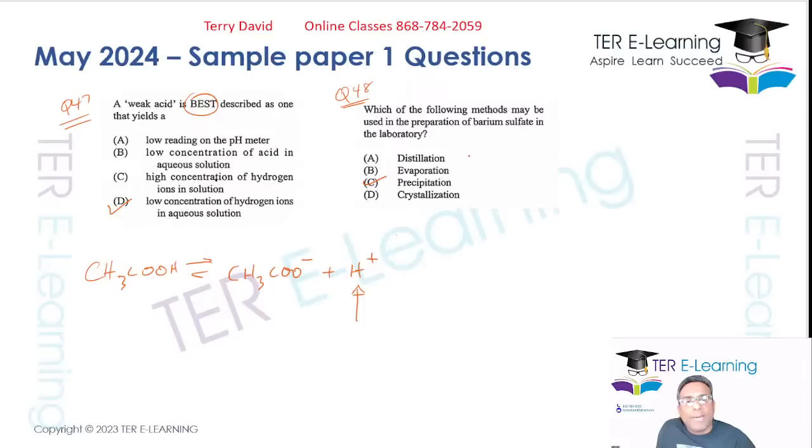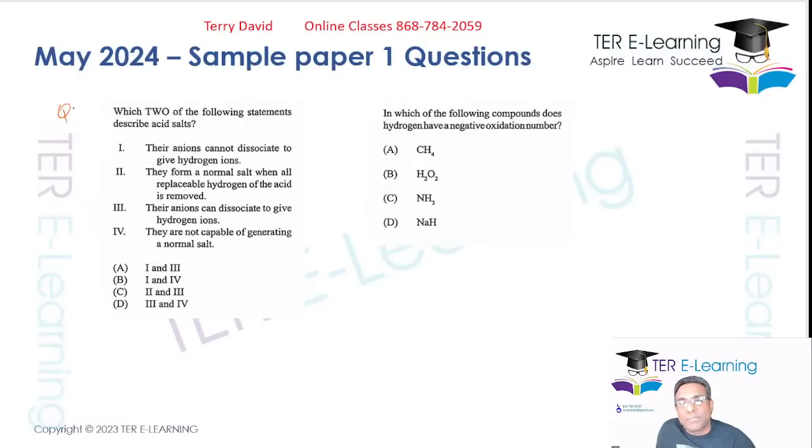Right, and the reason why the answer is C is because barium sulfate is an insoluble salt. So if you want to prepare an insoluble salt, we normally use precipitation. All you need to do is mix two soluble salts and then you're going to get it. So that was 48. This one is 49. And this one here is 50.